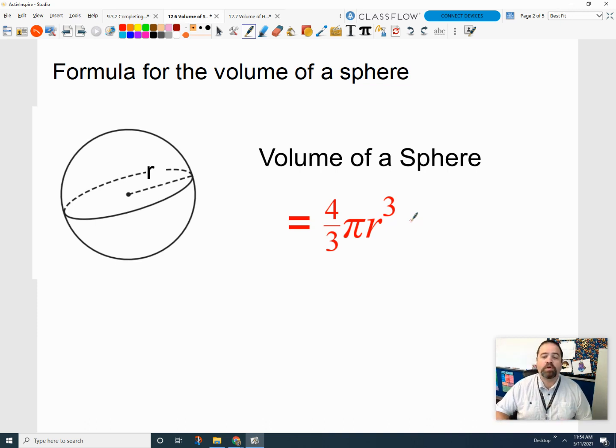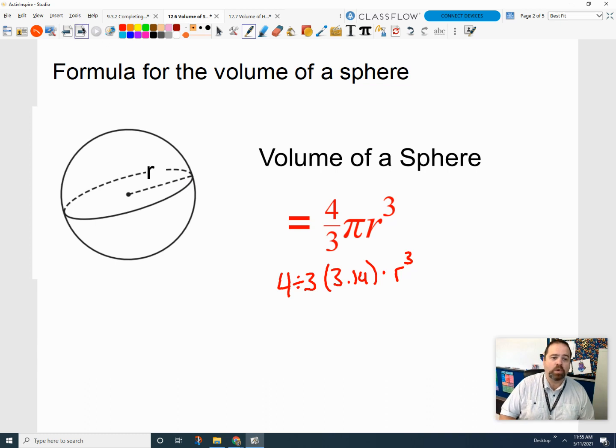So 4/3. I would encourage you on your calculator, most of your calculators don't do fractions because you're using your phone. Just do 4 divided by 3, and then you're going to multiply that by 3.14 times your radius to the third power. Now, if you're using the calculator on your phone, there are exponent keys on there. See me, I can show you how to do that. If you're doing this remotely, I would just multiply the radius in there 3 times.